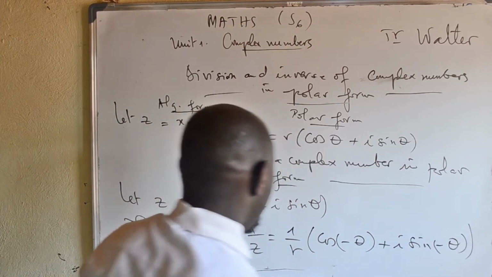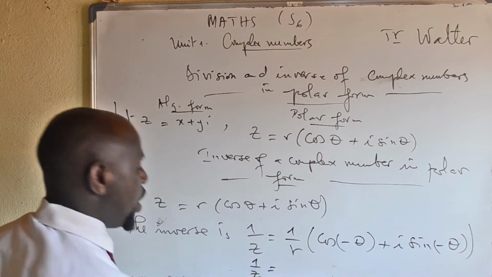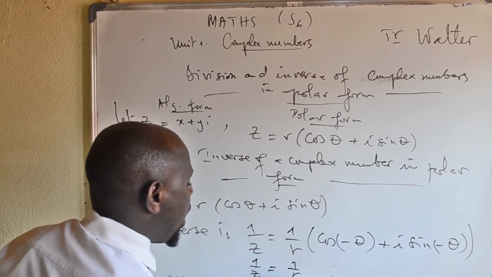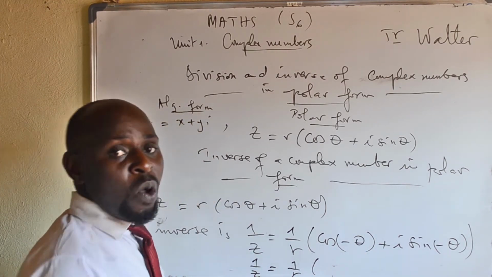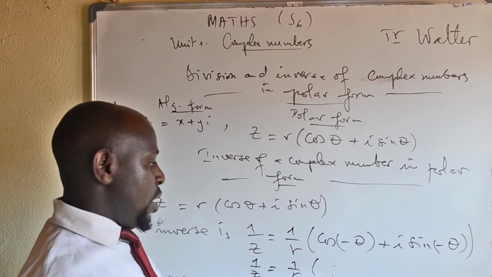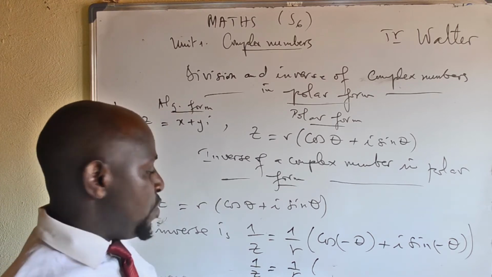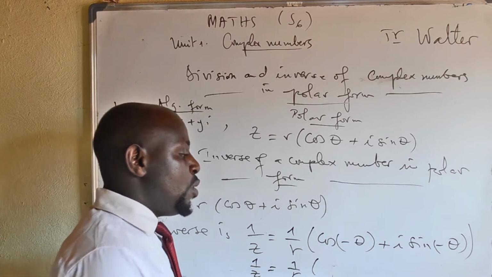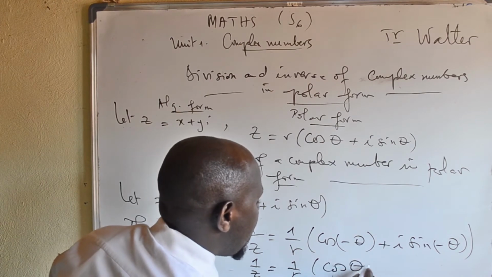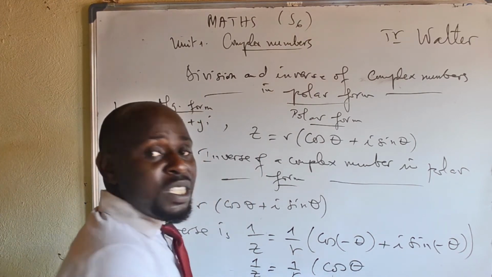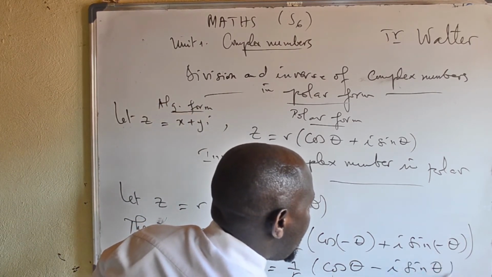Ladies and gentlemen, we know what it means. Now 1 over z will be equal to 1 over r times what? Cosine negative theta is always cosine theta, because cosine of a negative number is the same as the positive number. Whether the angle is positive or negative, its cosine is always the same. And we know that the cosine function is an even function. That's why here we shall have again cosine theta. Then, because the sine function is an odd function, we shall have here negative I sine theta.